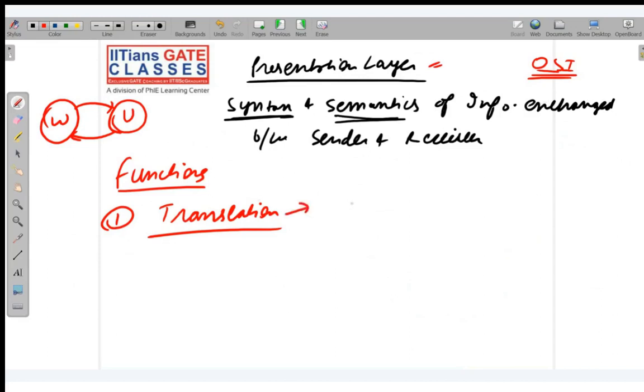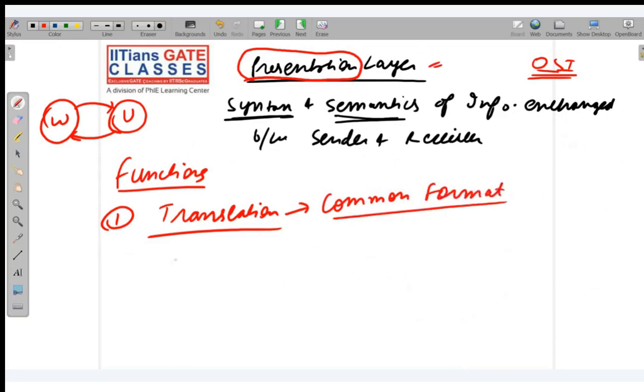That means if sender and receiver are using different operating systems, even then they can communicate. So translation means presentation layer, as the name says, presentation. That means how data will be presented. Translation means it will convert the message into a common format, which can be understood by both sender as well as receiver. So roughly you can think that this layer is responsible for converting the message into a common format.